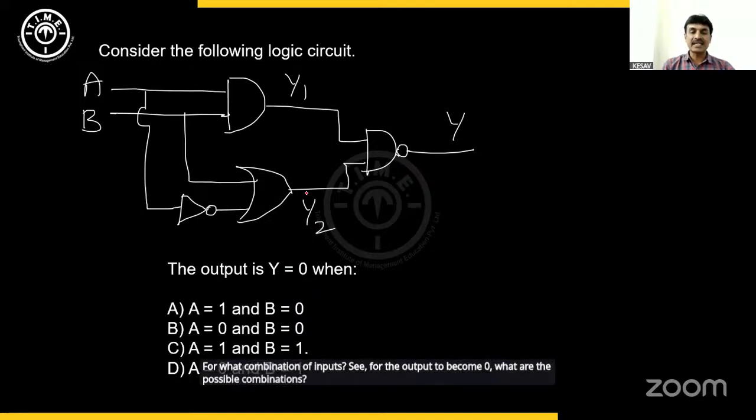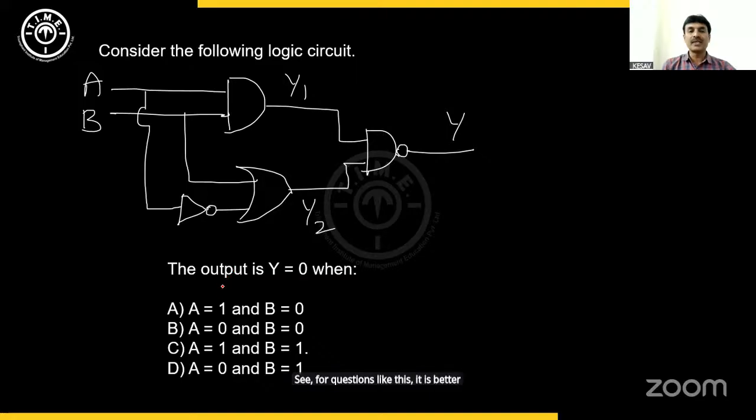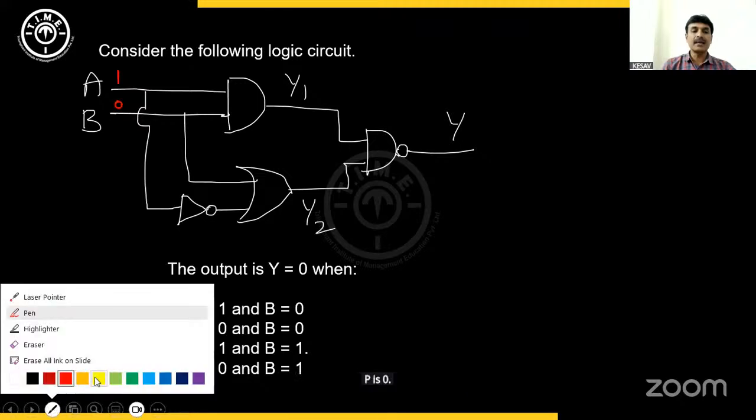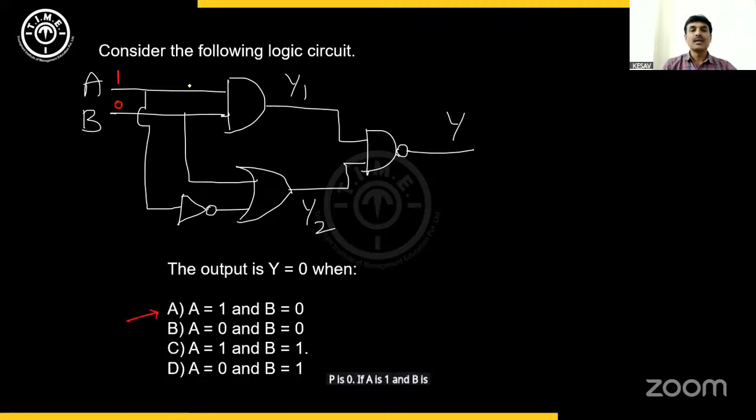See, for questions like this, it is better to go with the options. Check with the given first option, 1, 0. A is 1, B is 0. If A is 1 and B is 0, this A is directly given here and B is directly given here. 0 and 1 are the inputs for the AND gate. AND gate gives output 0, means this is 0.